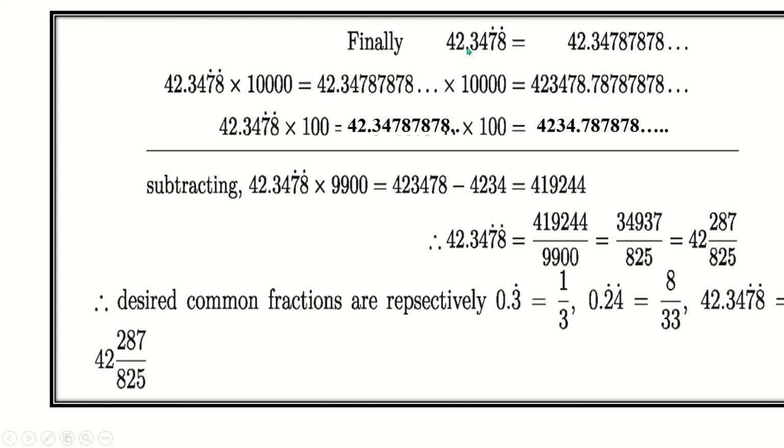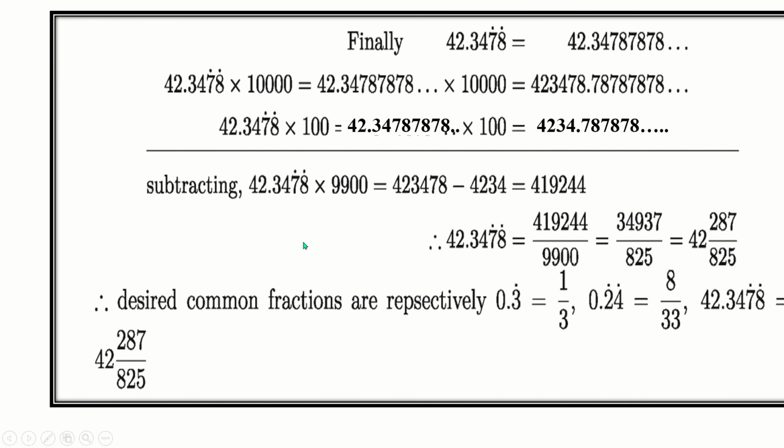Okay, here the decimal point doesn't matter now. That means at first you have to take all of 423478 minus 4234. Again, follow: at first you have to take the total, then you have to subtract the non-repeating part or non-recurring part. That means 4234. And after calculating, we'll get this.